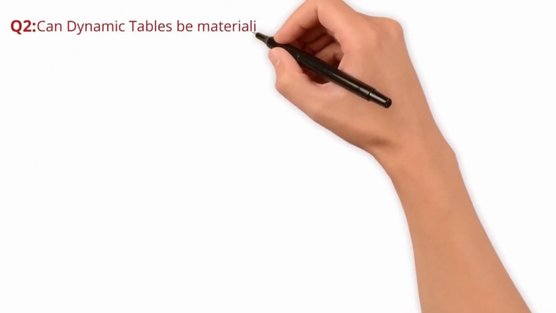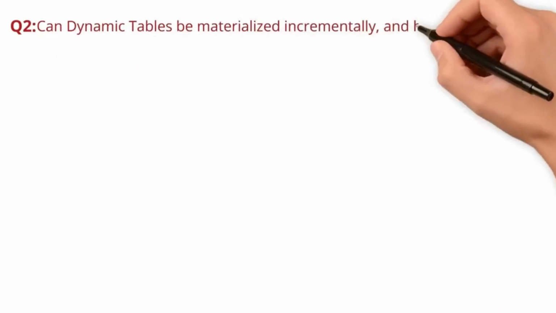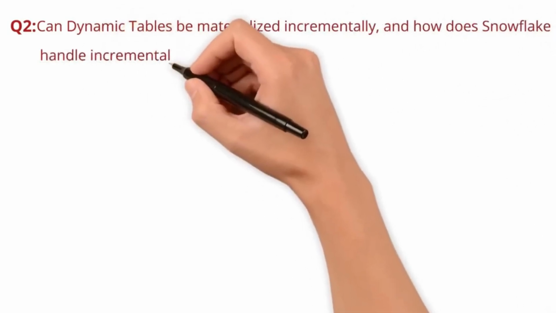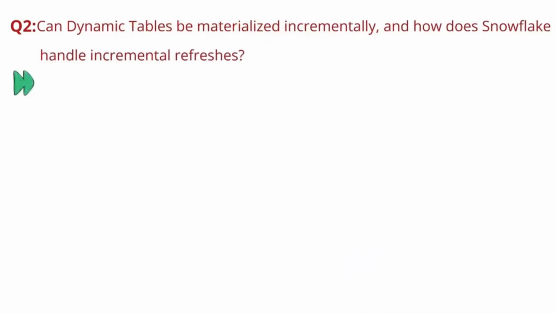Next question. Can dynamic tables be materialized incrementally? And how does Snowflake handle incremental refreshes? Here is my answer.